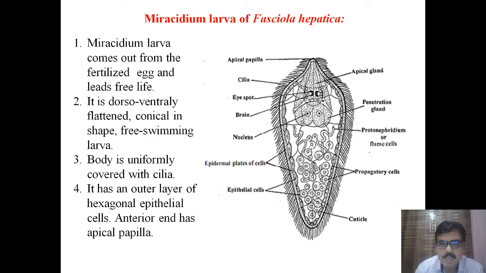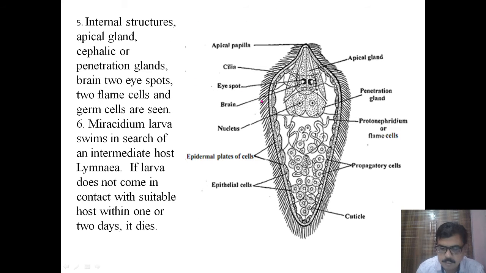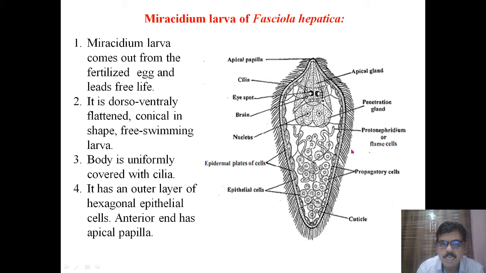As you can observe the structure of the Miracidium larva, you have to draw this diagram in your record. This Miracidium larva comes out from the fertilized egg and leads to the free life. It is dorsoventrally flattened and conical in shape, more conical toward the posterior end, and it is a free swimming larva. Body is uniformly covered with cilia and it has an outer layer of hexagonal epithelial cells.